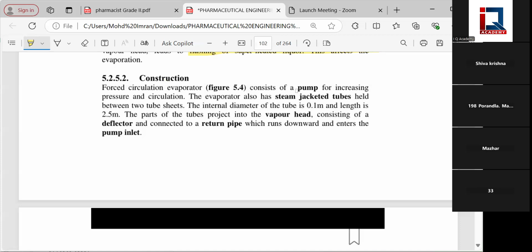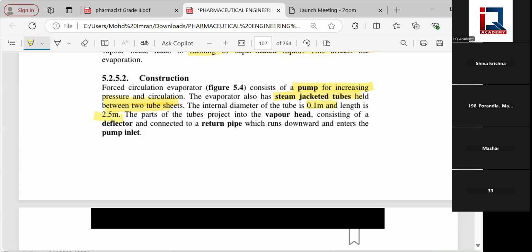The construction of the circulation evaporator consists of a pump for increasing the pressure of the circulation. Second, the evaporator has steam jacketed tubes held between the two tube sheets. Internal diameter is 1.1 meter. The tube diameter is maintained very small, that is 0.1 meter, and the length is 2.5 meters.